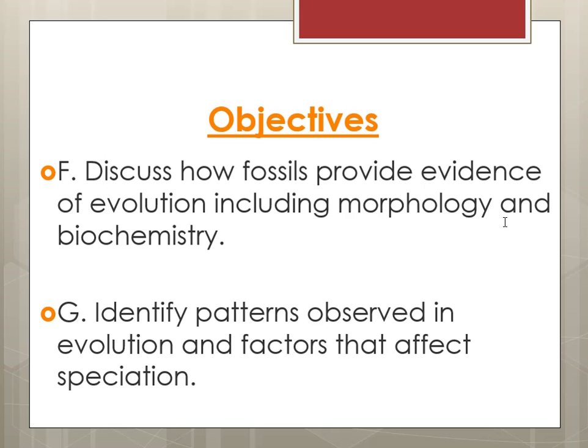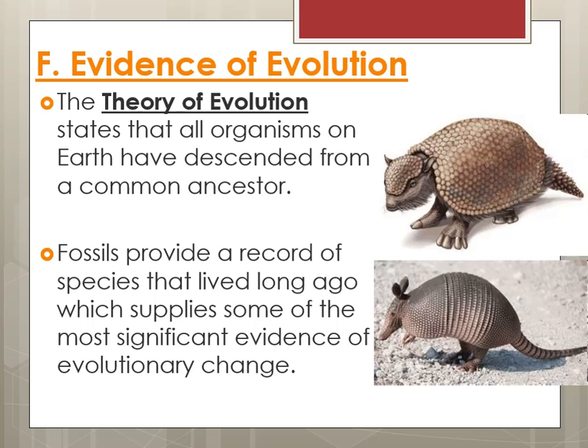Just forewarned. So when we look at evidence for evolution, the whole theory of evolution states that all organisms on Earth have descended from a common ancestor. So again, this is one of those things that has so much evidence and so much support, but yet it'll probably still never be a full law of evolution, principle of evolution. It'll stay as a theory, even though it is a very widely accepted one.